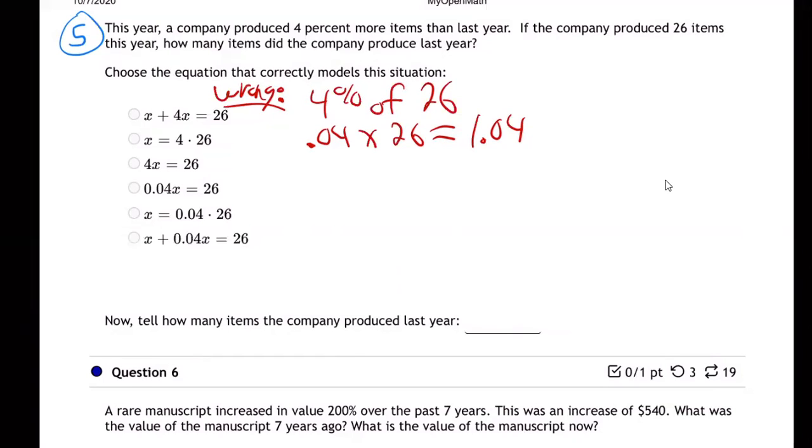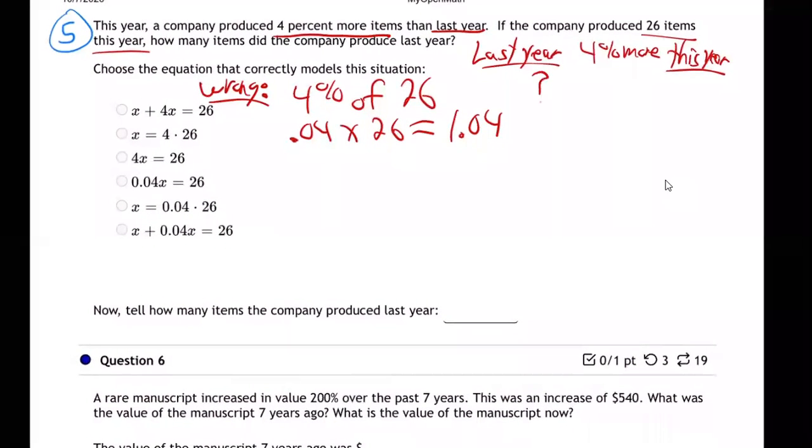Let's see if this is making sense. So we had last year, and then we had an increase, right? 4% more. And then we have 26 items this year. So you tracking with me? We have last year, and that's what we don't know. 4% more, and then we have this year, 26. So it was an increase, 4% more.